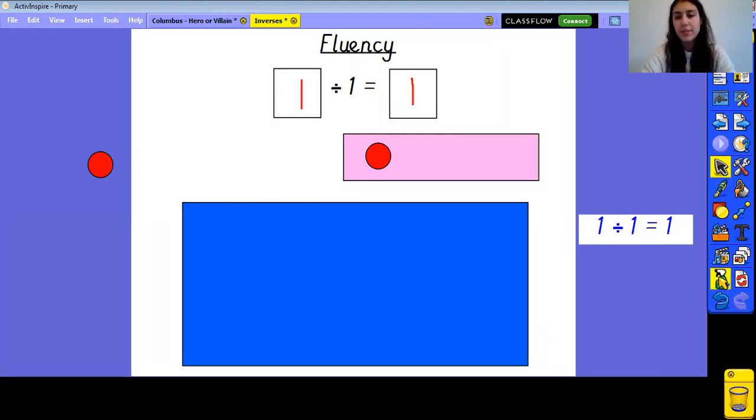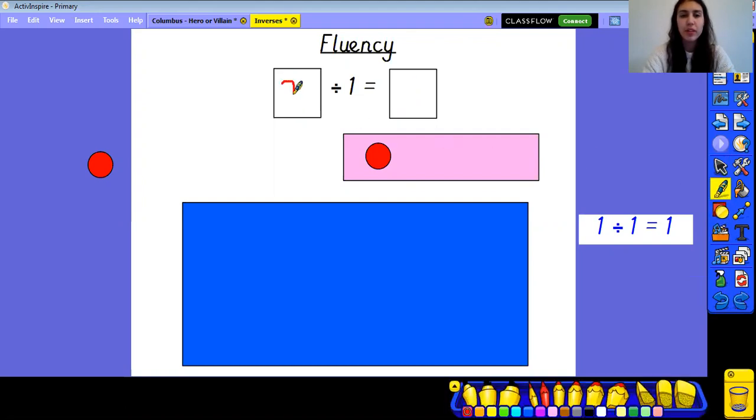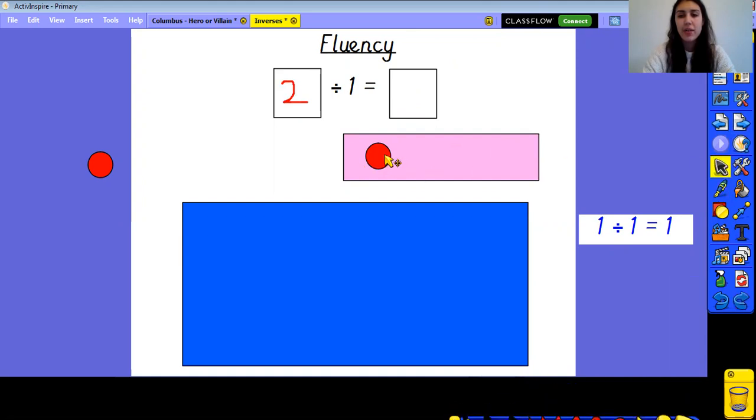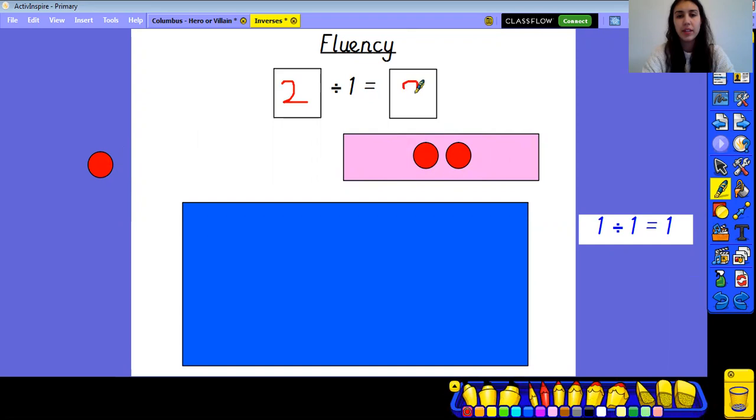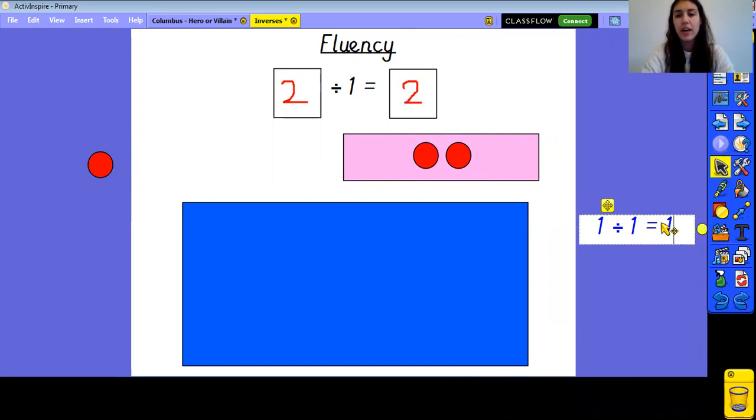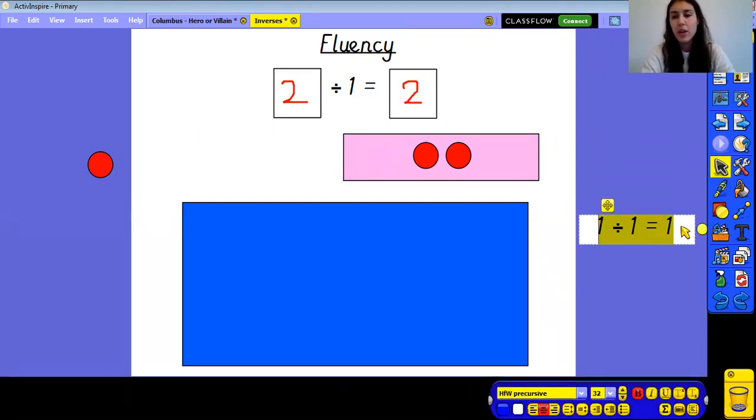So now, working systematically, let's try the next number. Let's try 2. So that means now I've got 2 counters to start with, and I'm sharing them into one group. There we go. How many counters are in my one group? That's right, 2. So over here, we can note that 2 divided by 1 equals 2.